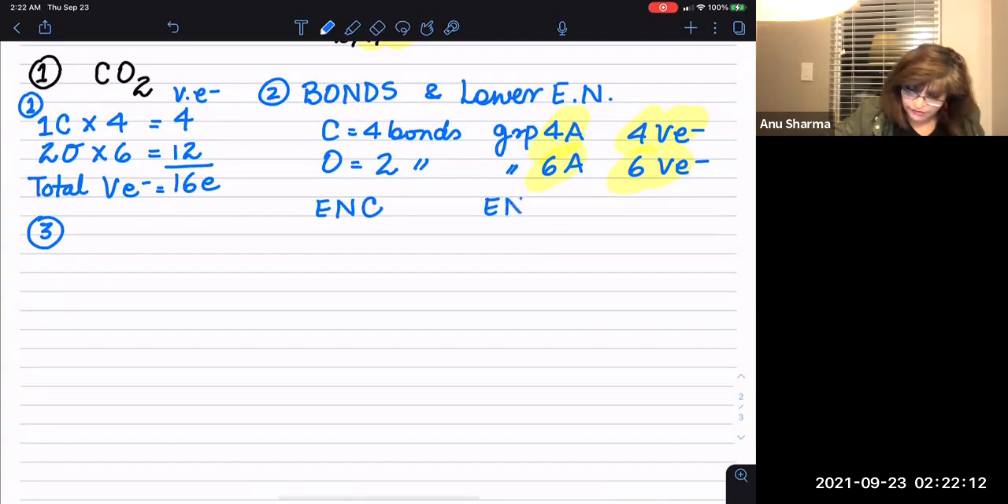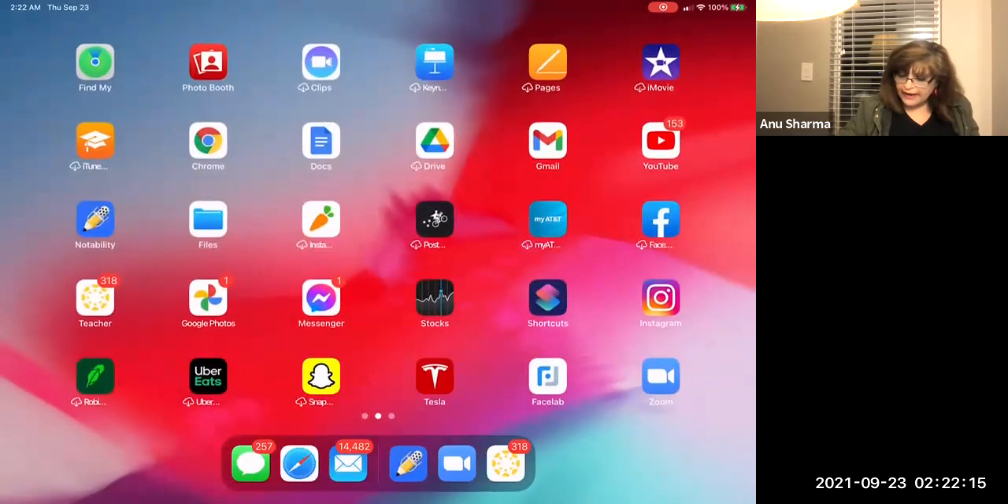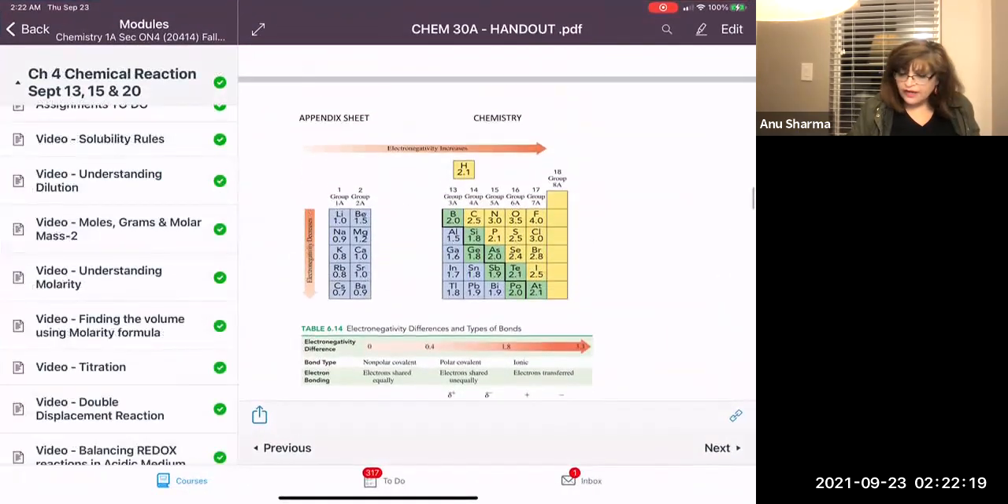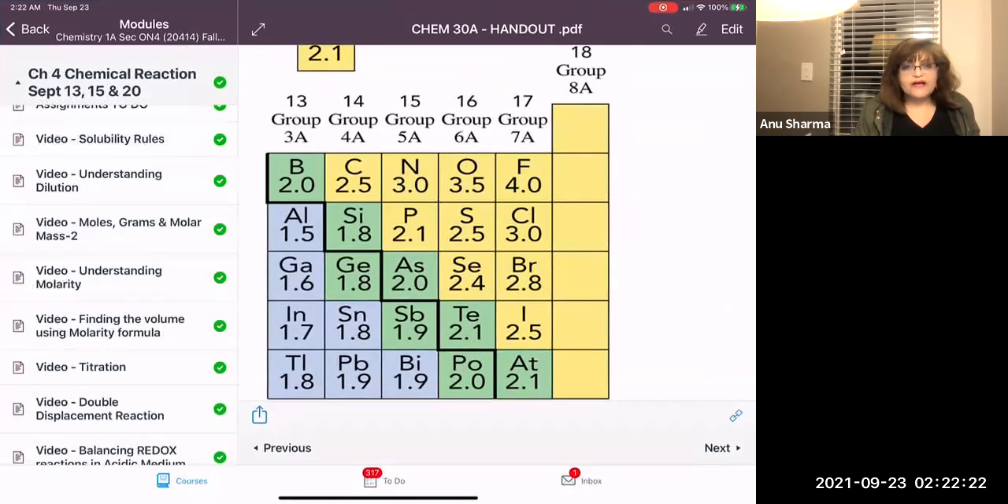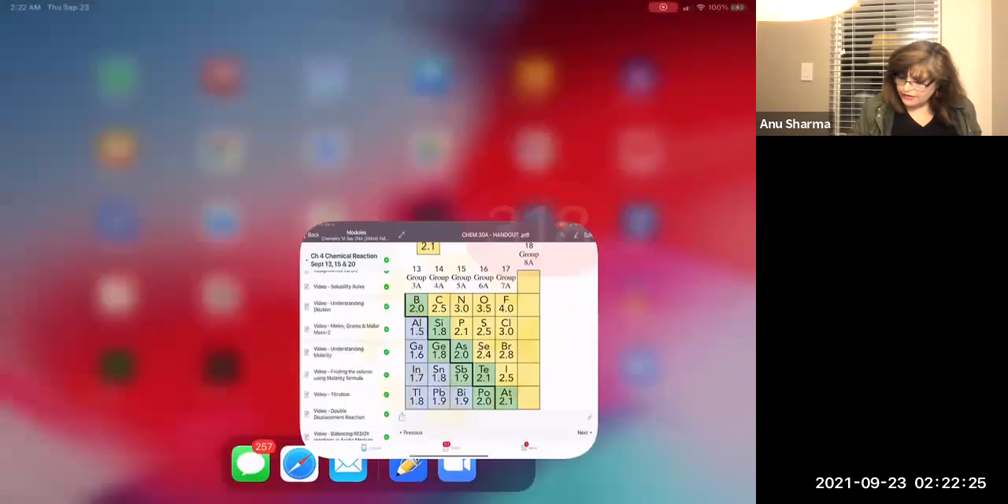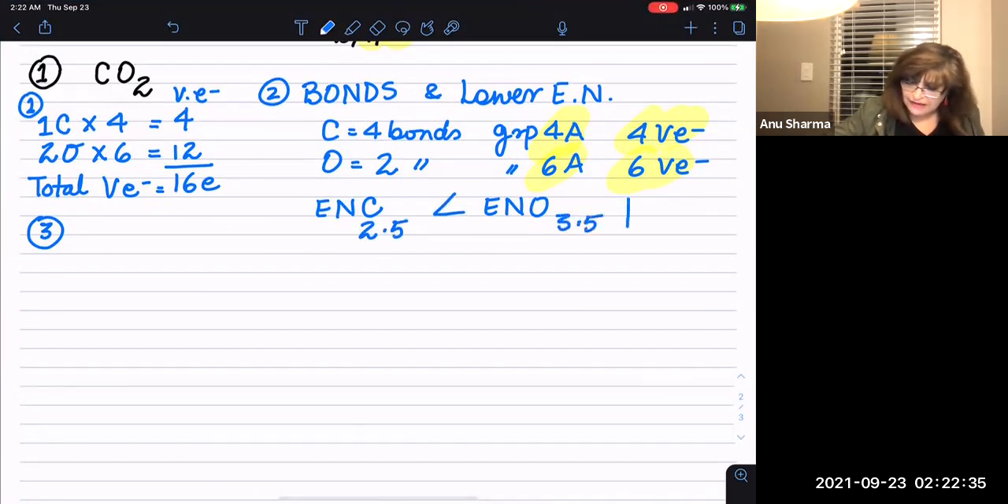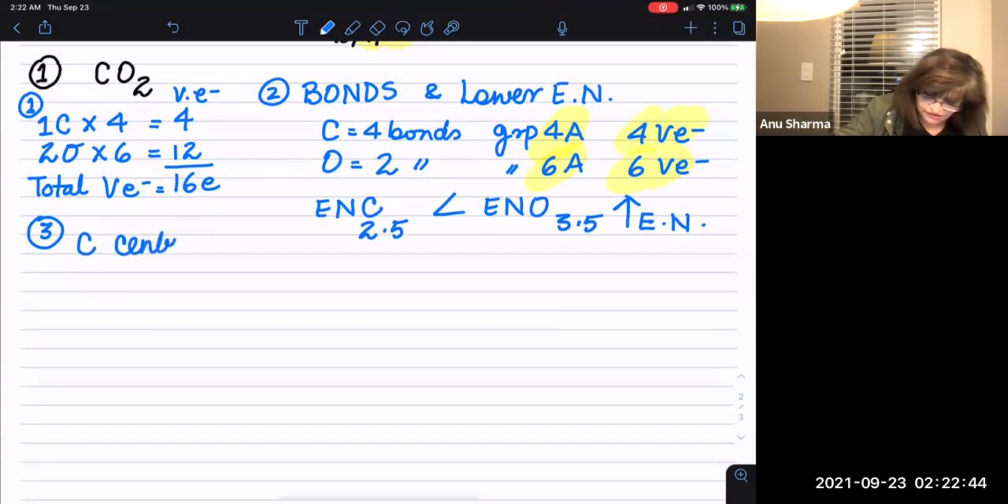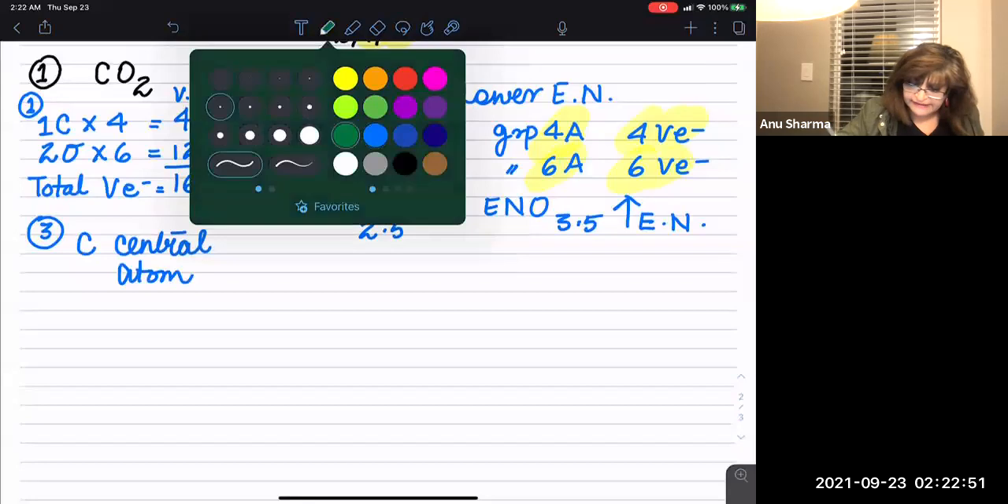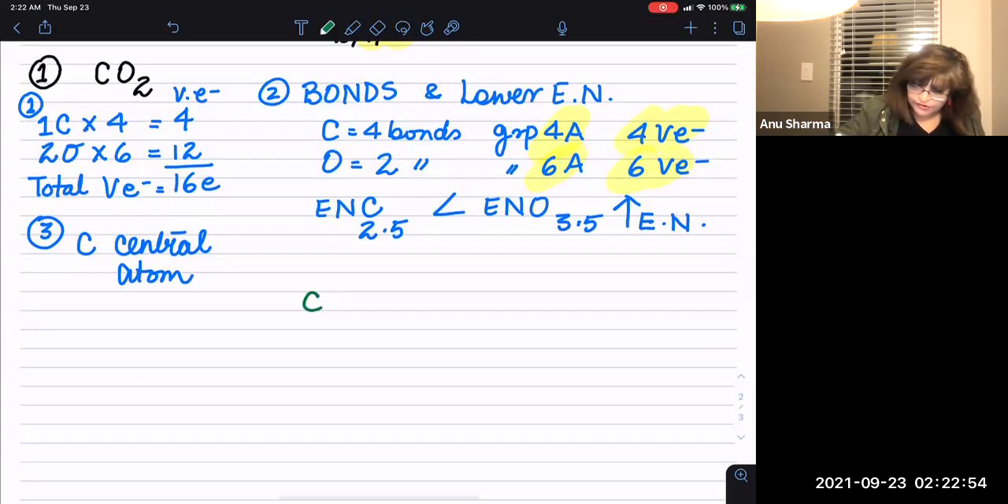How would you know that? You're going to go and check the tables in your handout. Here you will see that carbon is 2.5, which is lower, and oxygen is 3.5. So oxygen has higher electronegativity than carbon. Therefore, carbon is the central atom. So you identified that, and now you are going to place carbon in the center and place oxygens on either side.